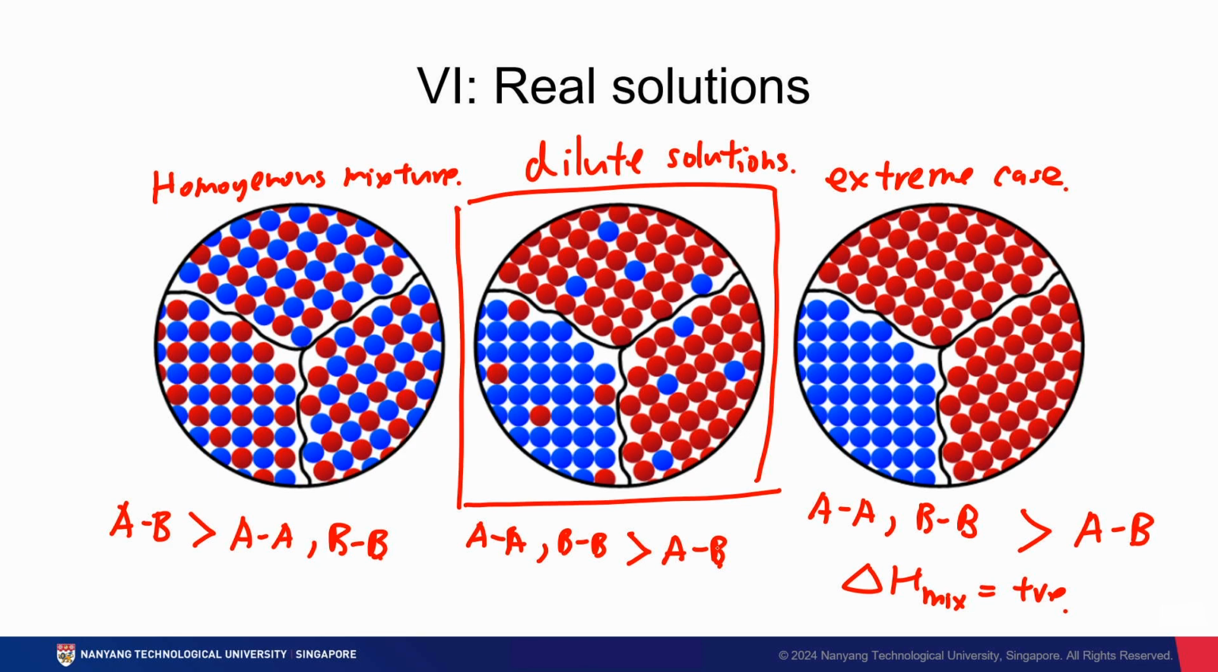However, due to the ever-increasing entropy, we will tend to see certain AA bonds, BB bonds being broken to form new AB bonds to be interspersed within the dilute solutions. And so this is what we tend to see in most engineering materials.